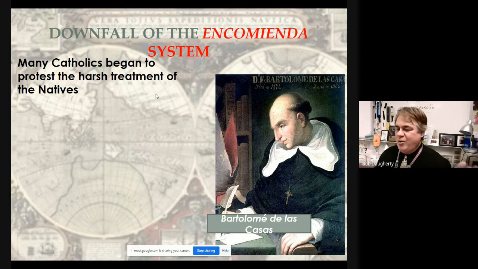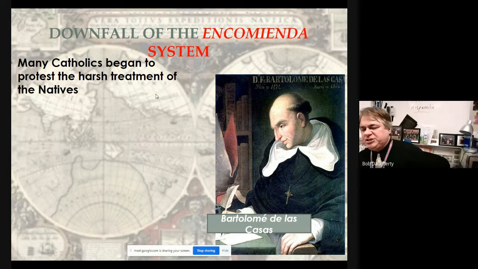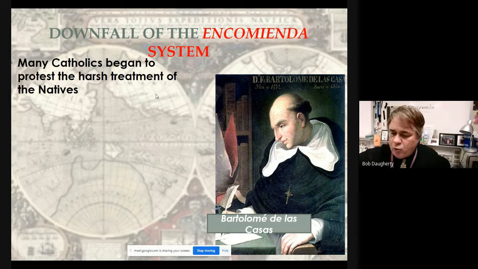So, as I always say, the stupid joke, casas in the casas, house in the houses. But anyway, he was a priest, and he actually had accompanied Columbus on one of the voyages, and he was just ashamed as a Christian of what was happening. And he wrote some of the documents that we have today that, if we didn't have, we wouldn't know the extent of the cruelty that happened in many cases, y'all.